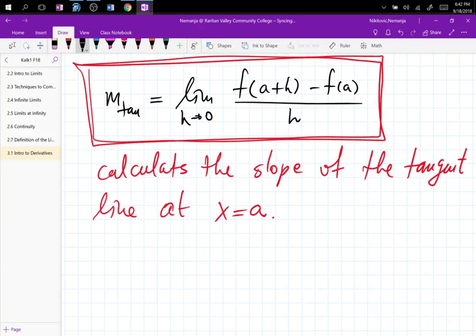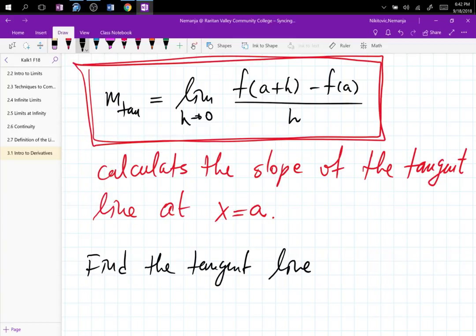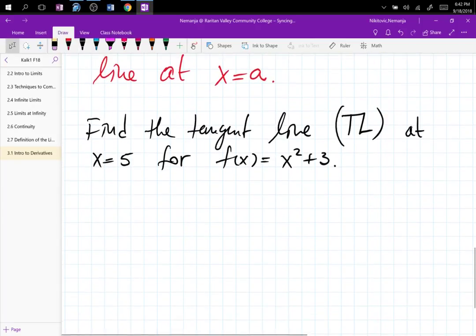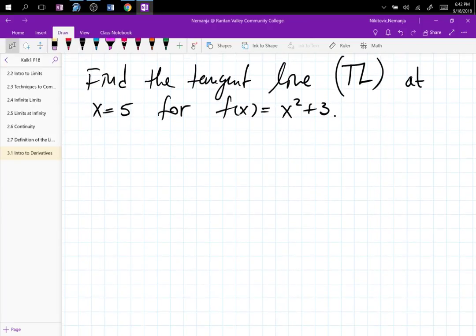All right. Find the tangent line. Tangent line for the rest of the course is going to be TL because we're lazy. Find the tangent line at x equals 5 for f of x equals x squared plus 3. I have to crank that formula, the difference quotient formula.